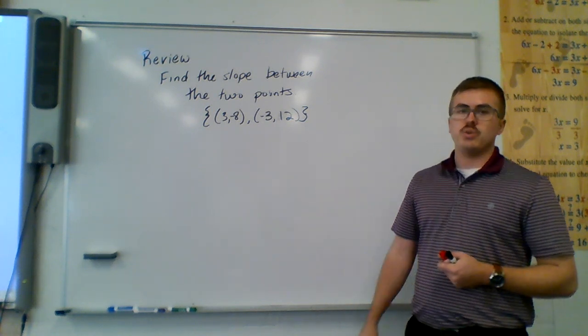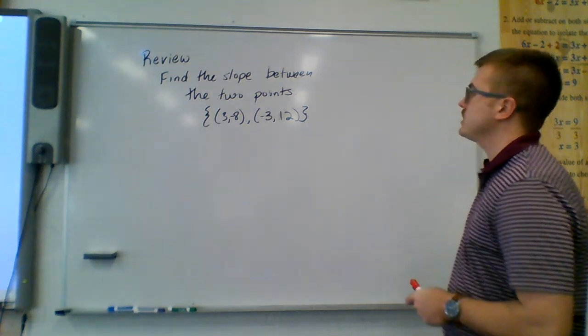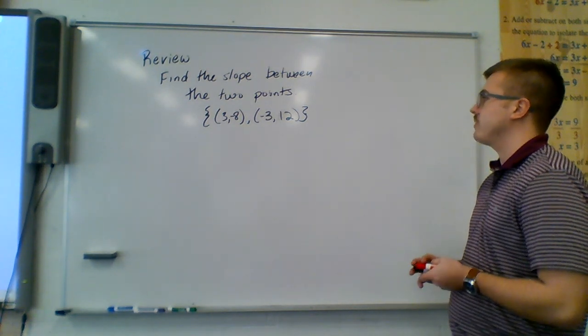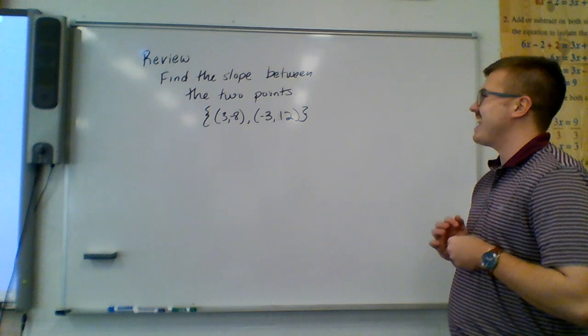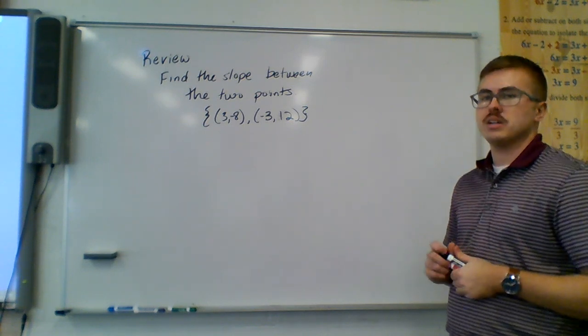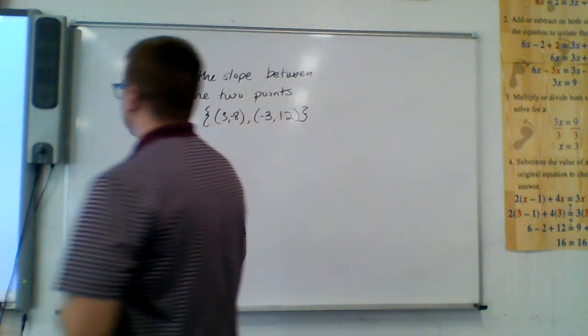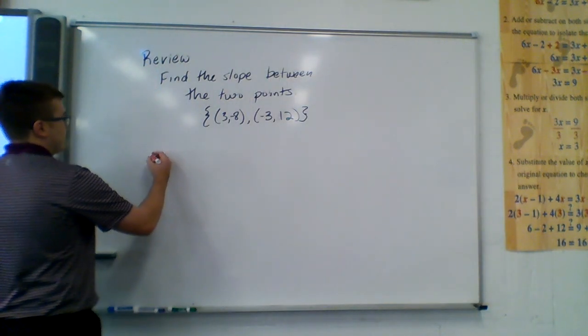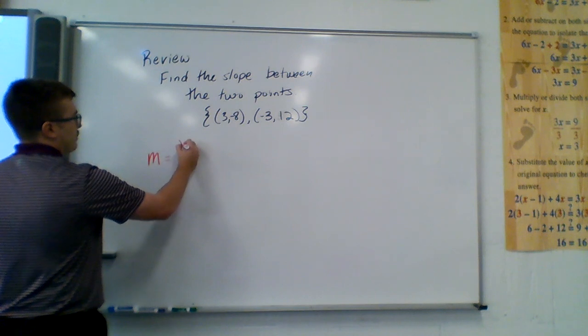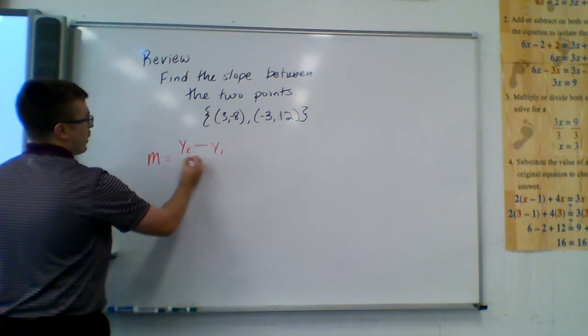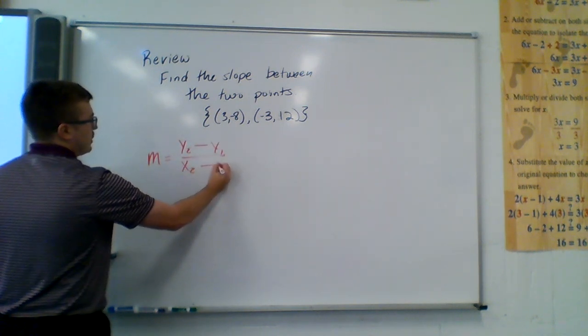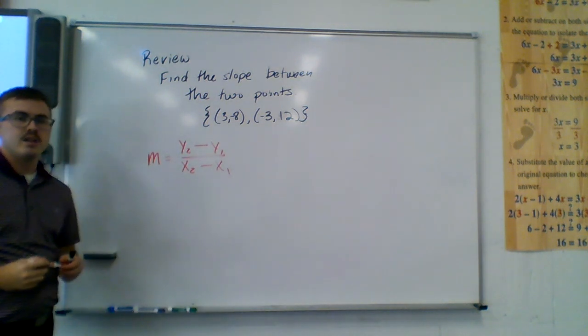So as a review, our first review question says, find the slope between the 2 points. We've got (3, -8) and (-3, 12). So the first thing that we got to write down is our slope formula. Our slope formula, remember, is y2 minus y1 over x2 minus x1.